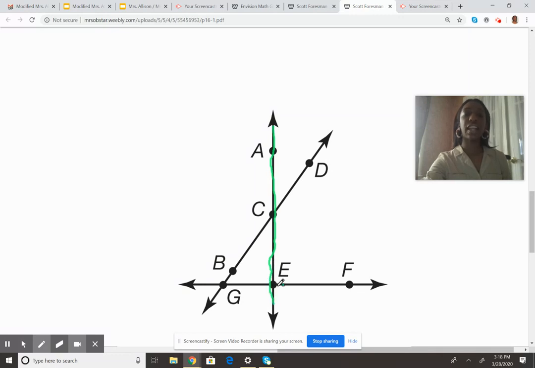I also have another line right here. It's called line GD because it goes from point G to point D right here. And then I have my third line, GF, because it goes from point G to point F.